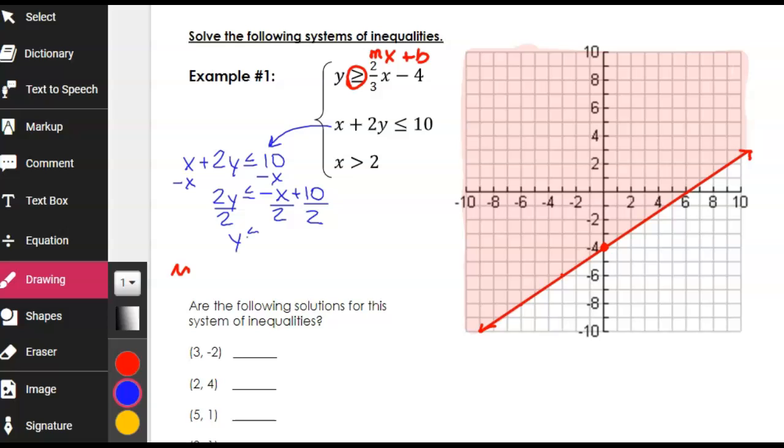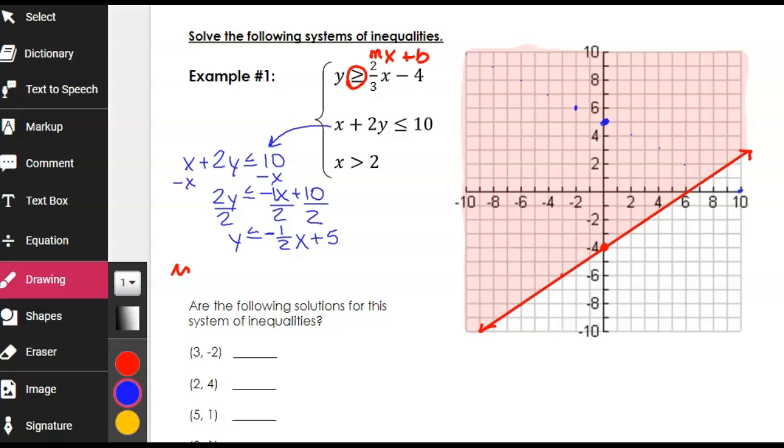I have y is less than or equal to negative 1/2 because there is an invisible 1 up there as the coefficient. X jumps out to the side. And then plus 10 over 2, which is 5. So when I graph this, my y-intercept is at 5. My slope is negative 1/2, so that means I go down 1 and over 2. Down 1 over 2. I keep going until I can't go anymore. I can extend this up 1 and back 2. So I'm going to go ahead and do that.